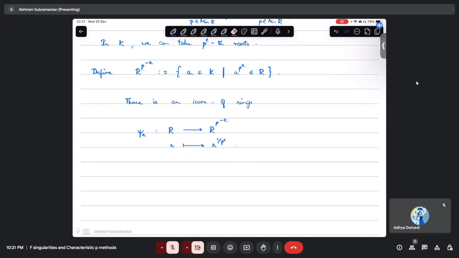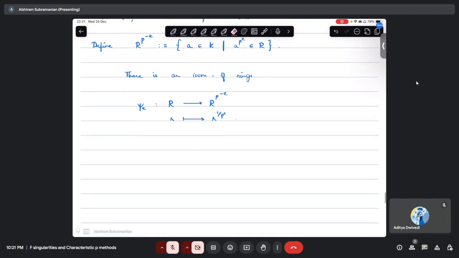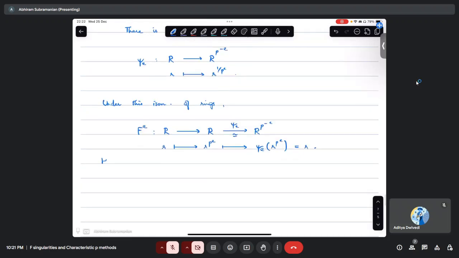But still, we have not mentioned why this mimics the Frobenius action. Under this isomorphism of rings, the Frobenius action F^e from R to R and the isomorphism psi_e maps to R^(p^(-e)). This is sending r to r^(p^e). But this is getting sent to psi_e of r^(p^e), which is r. The p^e root of this element is r. Hence psi_e is the identity on R.